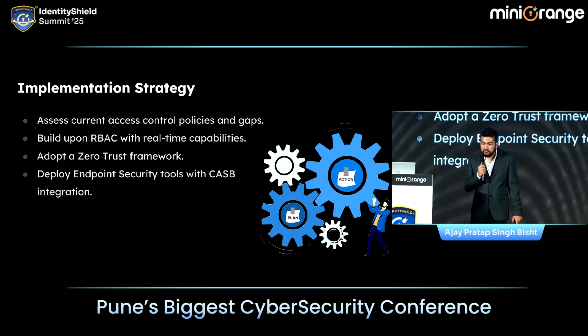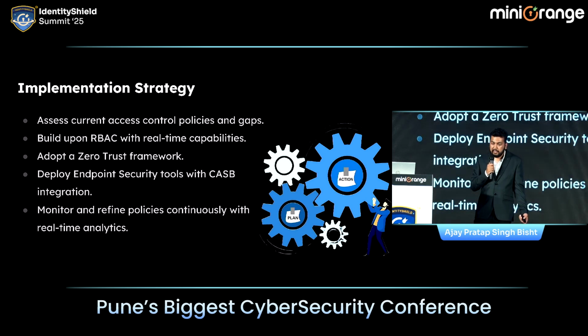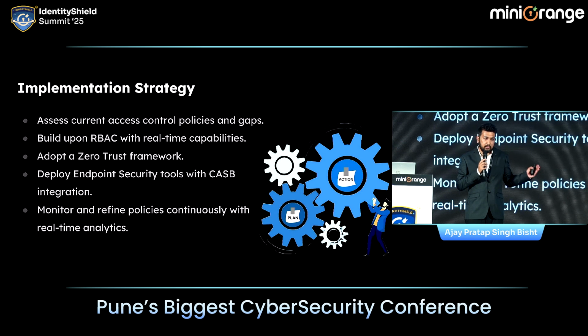Next, deploy endpoint security tools like CASB and DLP that we already talked about. And at the last, monitor and refine policies continuously with real-time analytics. This is also an important factor. As long as you are using SaaS applications, there is a way of accessing, and there will be a UBA, user behavioral analytics score, and based on that score, the real-time analytics can work. And how can it work? Based on your UBA score, there will be a threat detection point.